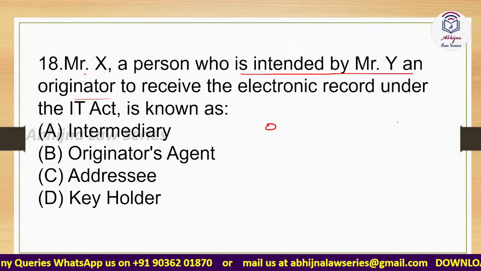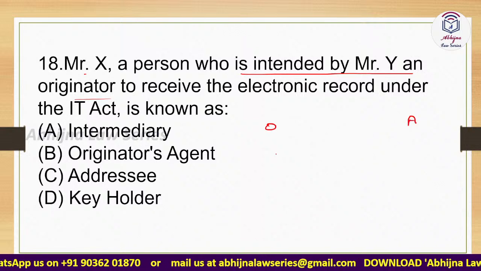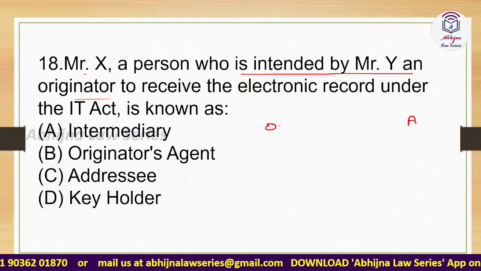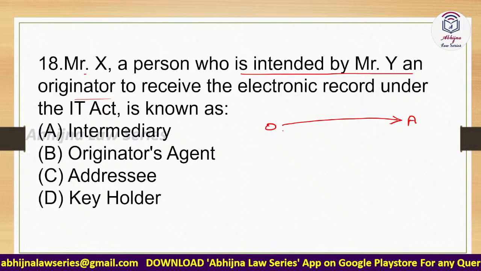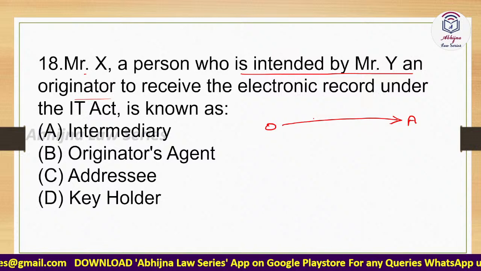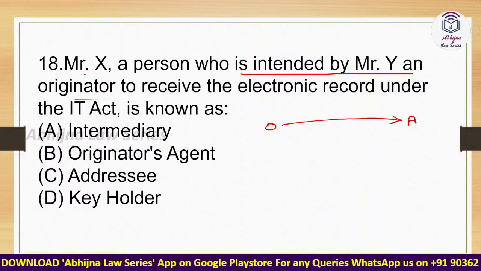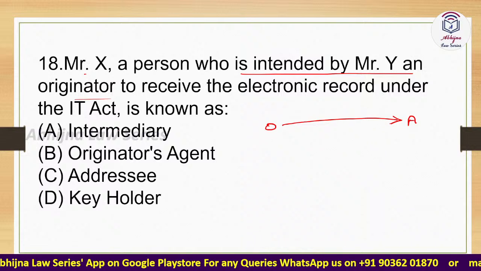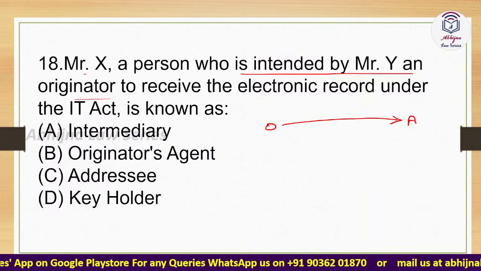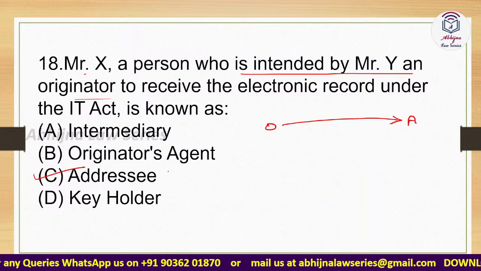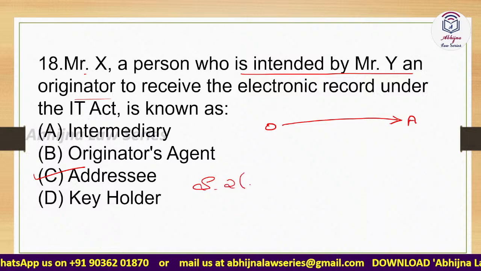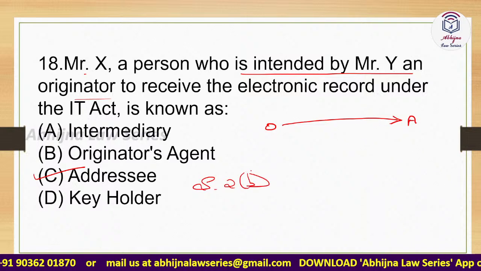See, we have the originator and the addressee. The originator will send the message to the addressee. Message means our WhatsApp message, it could be an electronic message or anything. The person to whom the originator intends to send the message is known as the addressee as per the Information Technology Act. It is Section 2B. Section 2B is covered under this.